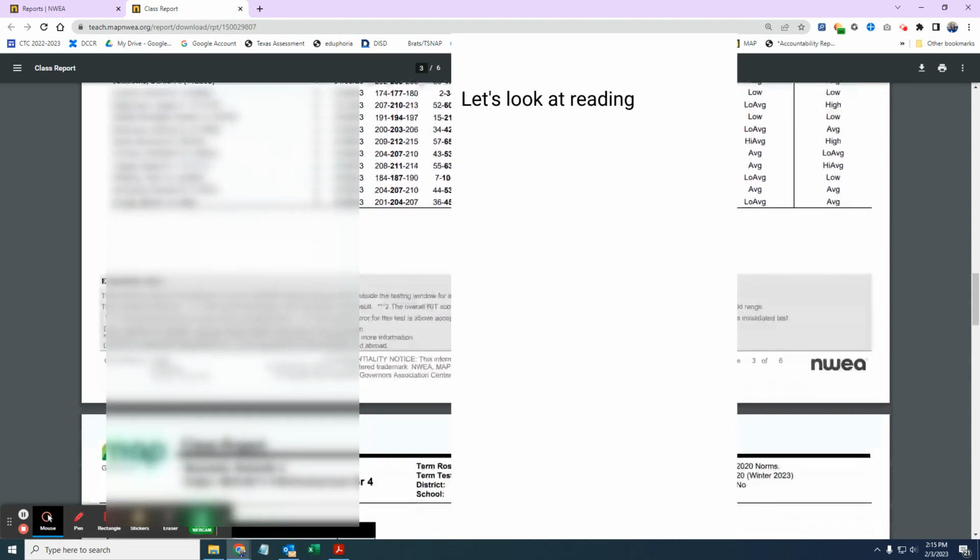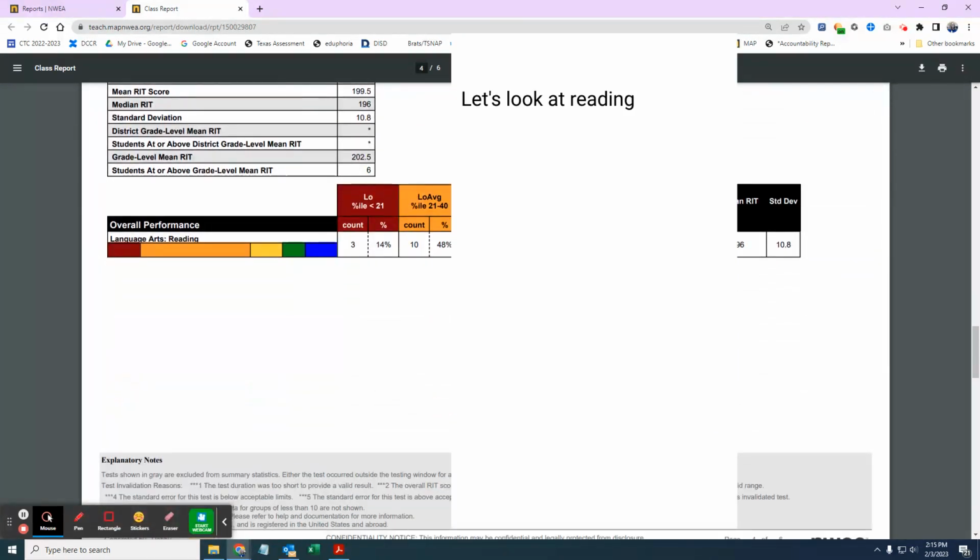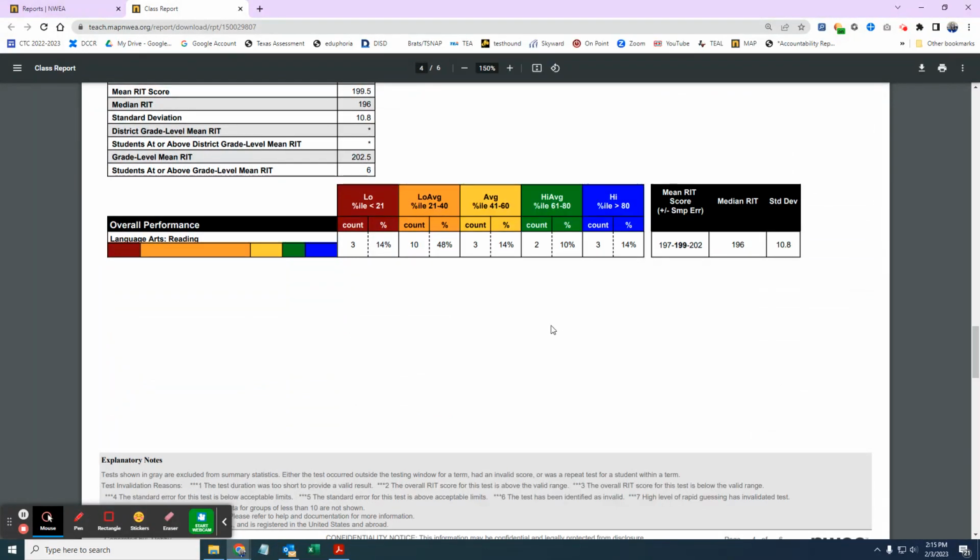Okay, that's the math. And then you can see your students' reading scores and compare them to, are they doing better in math? Are they doing better in reading? Are they moving up? Are they moving forward? Are they above the district?